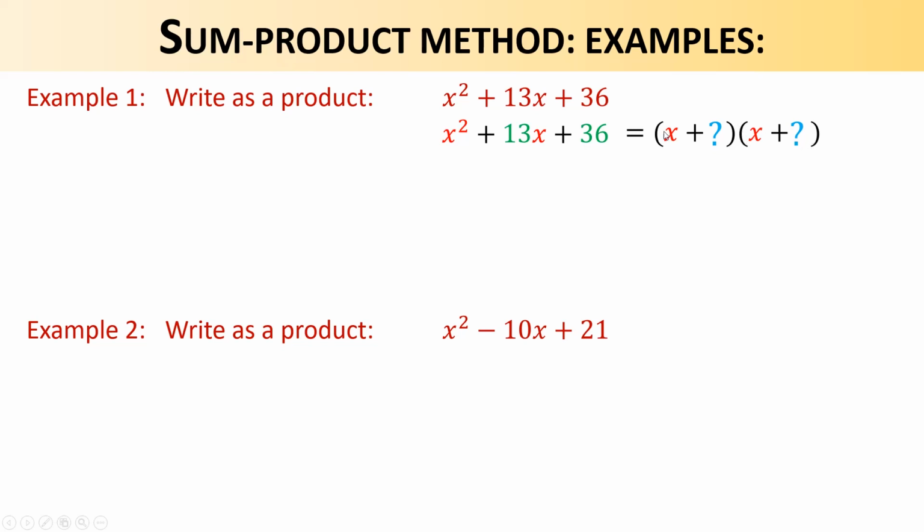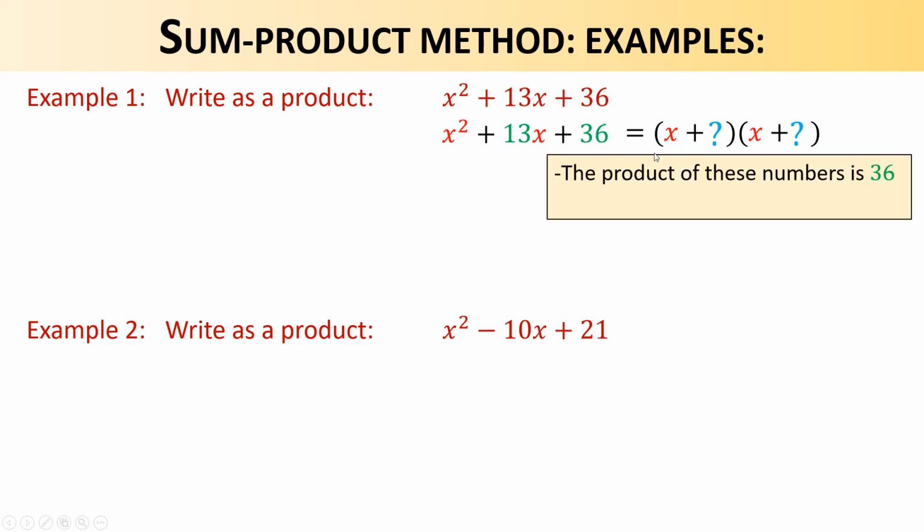And our clues are that once we multiply these two numbers, the result is going to be 36. So the product of the two numbers we're looking for is 36. And also when we do x times this and this times x, the result is 13x. So that means that when we add these two numbers, the result is going to be 13. So the sum is 13.